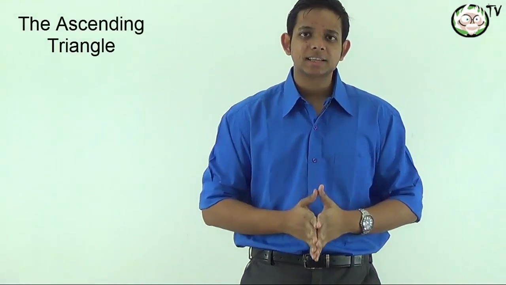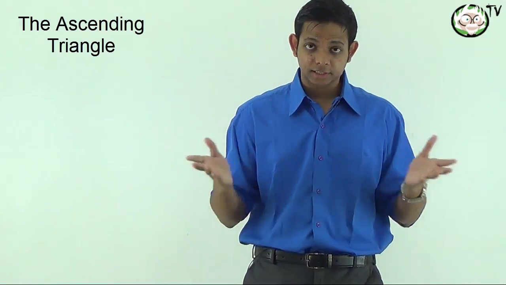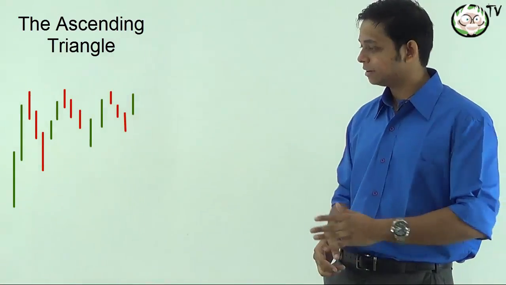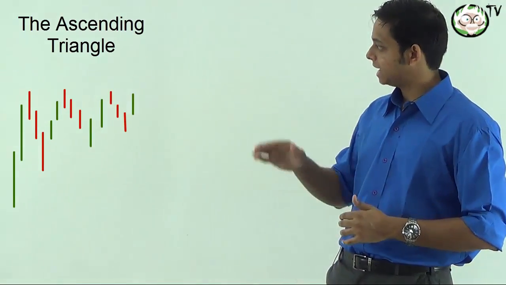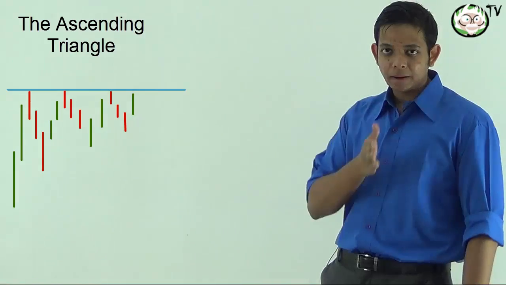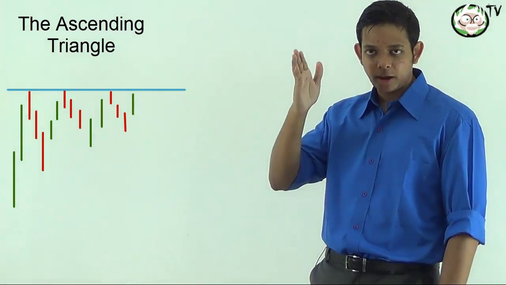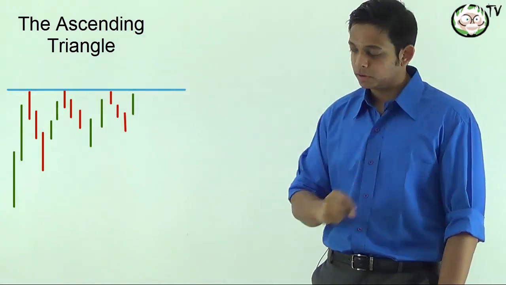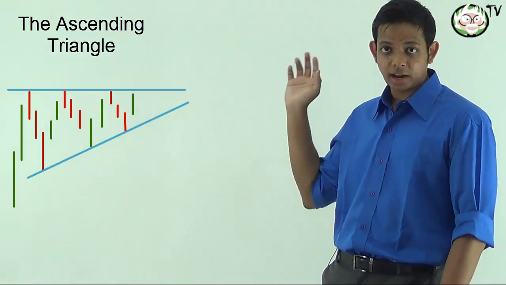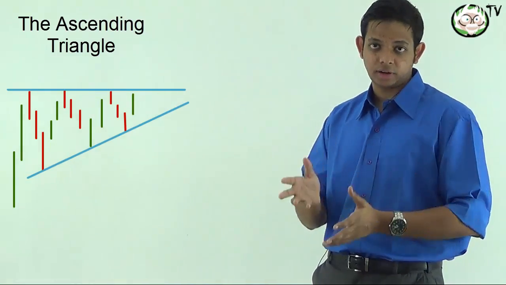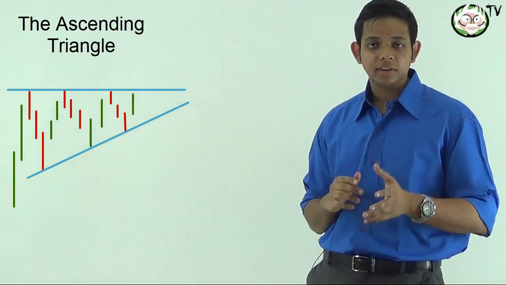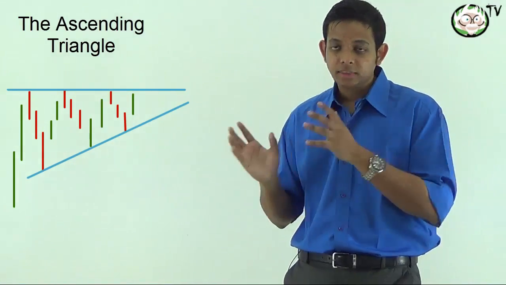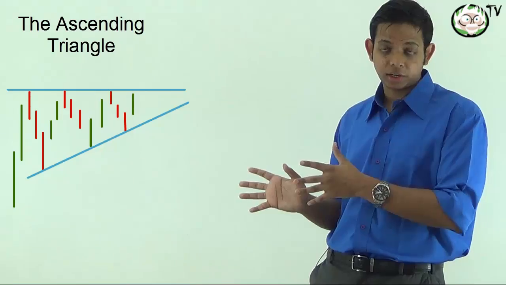So what does the ascending triangle look like? Well, first, it's a triangle, so it needs to have a slope up. As you can see here, the ascending triangle has a flat top, meaning multiple times the market tried to break that top and couldn't. Hence, we have a resistance line. Also, we have a rising trend line moving upwards, giving us the bullishness. So this is what an ascending triangle looks like.